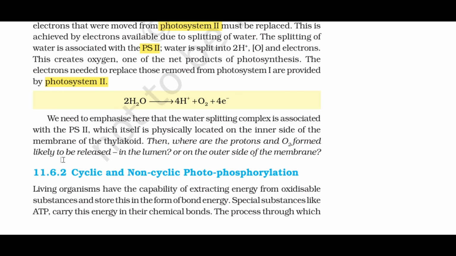Then, where are the protons and O2 formed likely to be released: in the lumen, or on the outer side of the membrane?